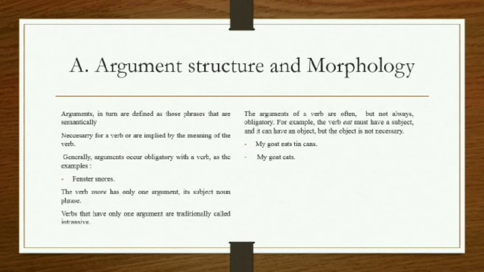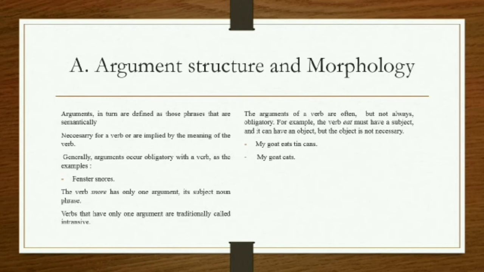A. Argument, structure and morphology. Arguments in turn are defined as those phrases that are semantically necessary for a verb or implied by the meaning of the verb. Generally, arguments occur obligatorily with a verb. As an example, Fenster snores. The verb snore has only one argument, its subject noun phrase. Verbs that have only one argument are traditionally called intransitive.